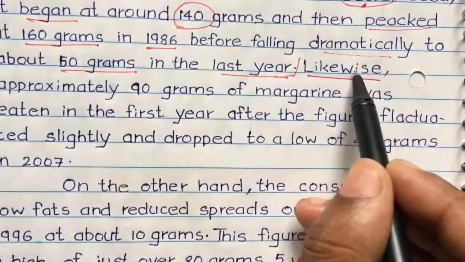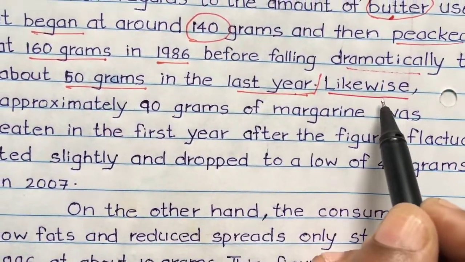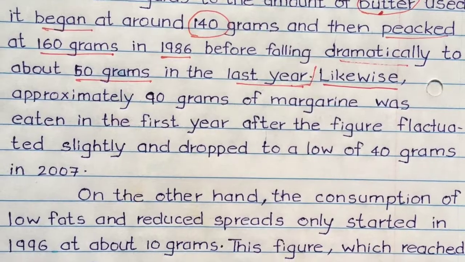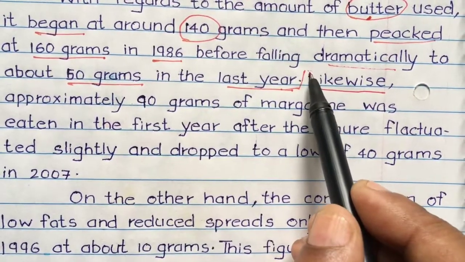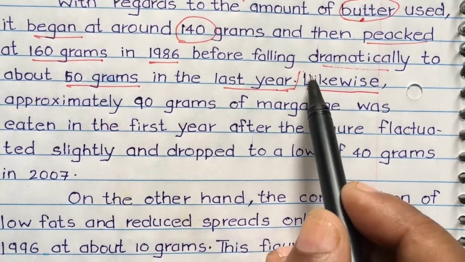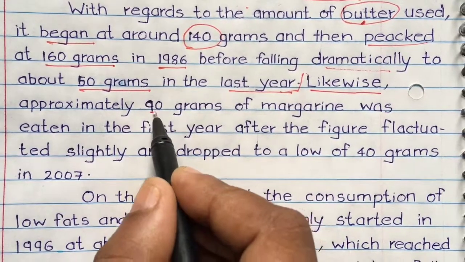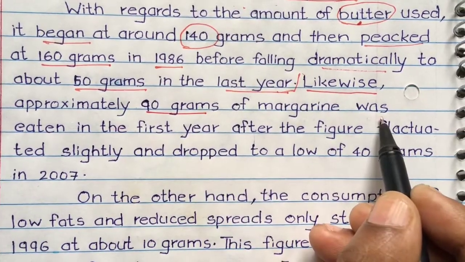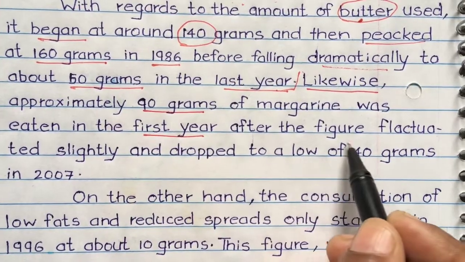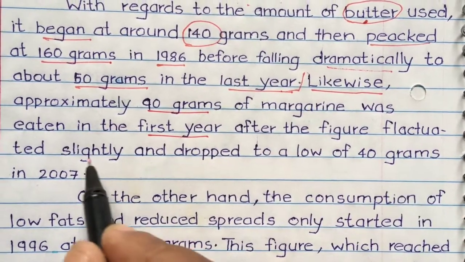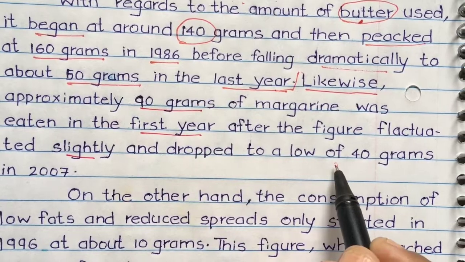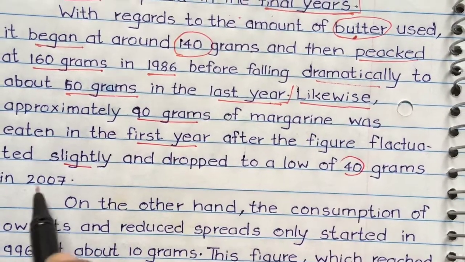Likewise. Likewise means similarly. Instead of "similarly", because many people always use "similarly" and it won't give you any kind of marks, try to use "likewise", or else you can say "meanwhile". Okay. Likewise, approximately 90 grams of margarine was eaten in the first year, after which the figure fluctuated slightly and dropped to a low of 40 grams in 2007.